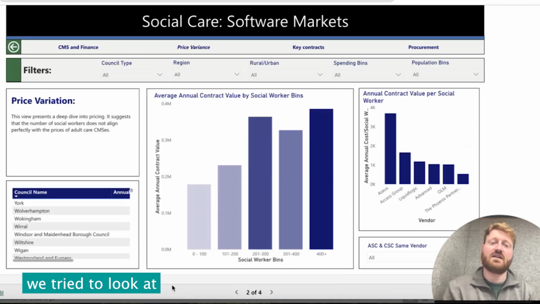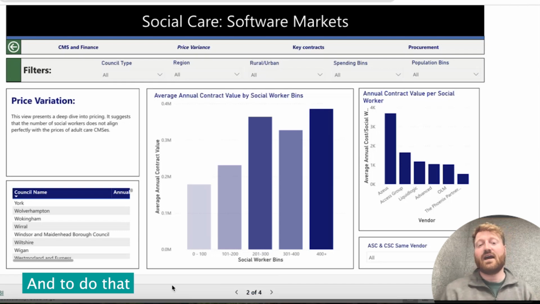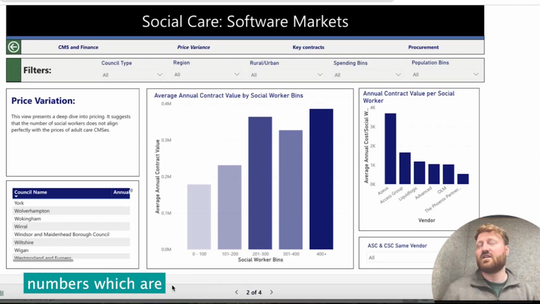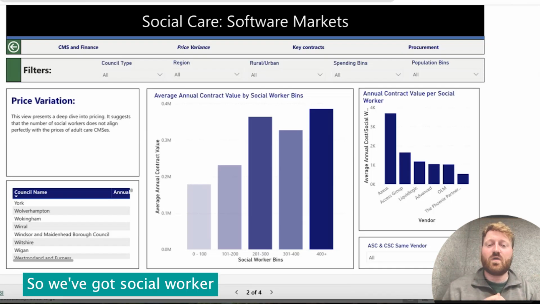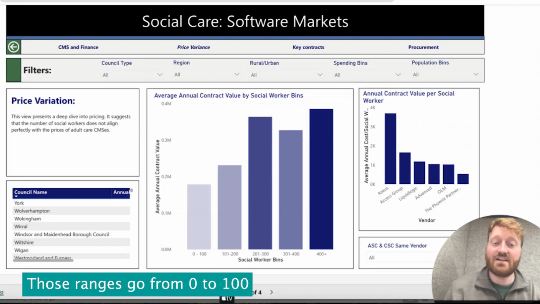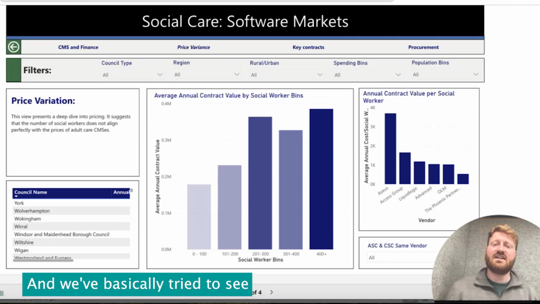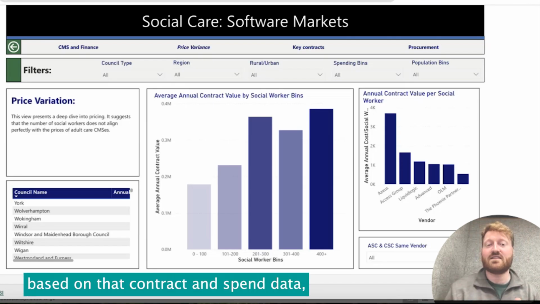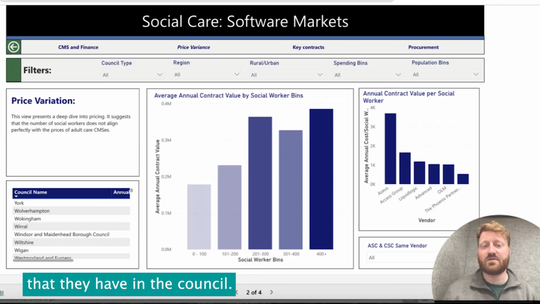And we run through the same kind of analysis. In this case, we tried to look at whether pricing properly correlates with the number of social workers. To do that, we were able to compare this with the social worker numbers, which are broken down into bins, which basically just means ranges. So we've got social worker ranges in individual councils. Those ranges go from 0 to 100 all the way to 400 plus. And we've basically tried to see whether pricing, how much councils are actually paying based on their contract and spend data, correlates to the number of social workers that they have in the council.